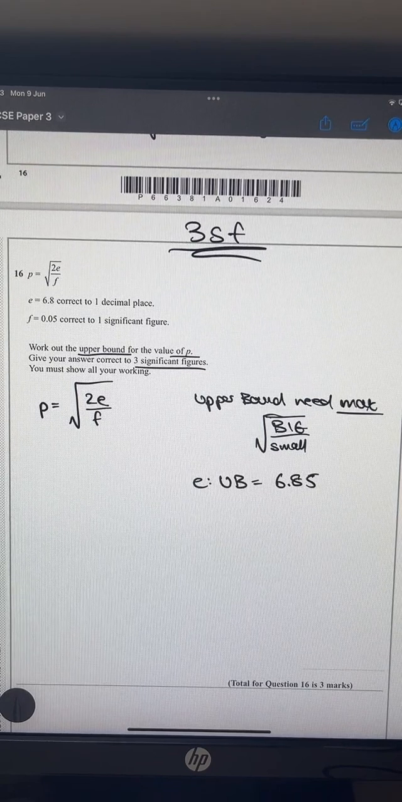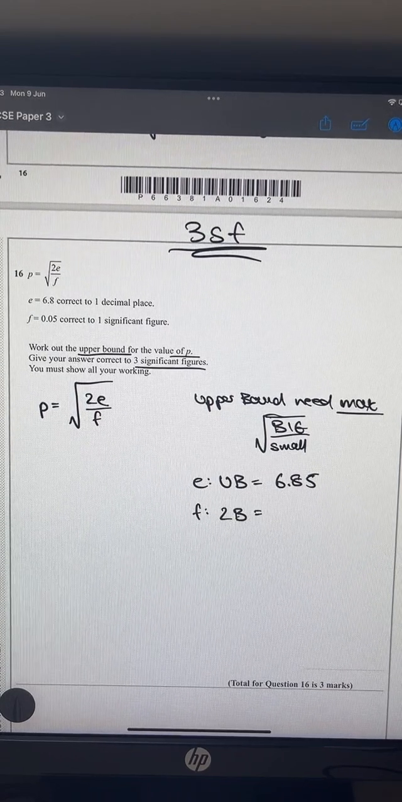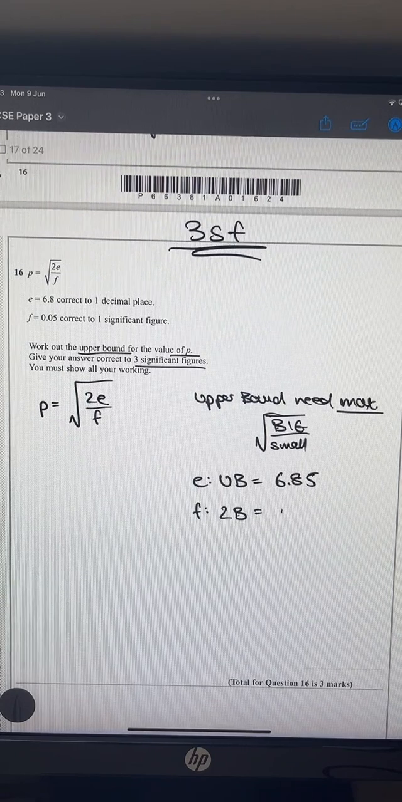So if I round that down, it'll be 6.8. So that's my upper bound. For F, I need the lower bound, right? Because I'm dividing by a small number to get a really, really big number. So the lower bound of this is 0.045, right? Because imagine if I round this to 1 sig fig, it's going to round to 0.05.